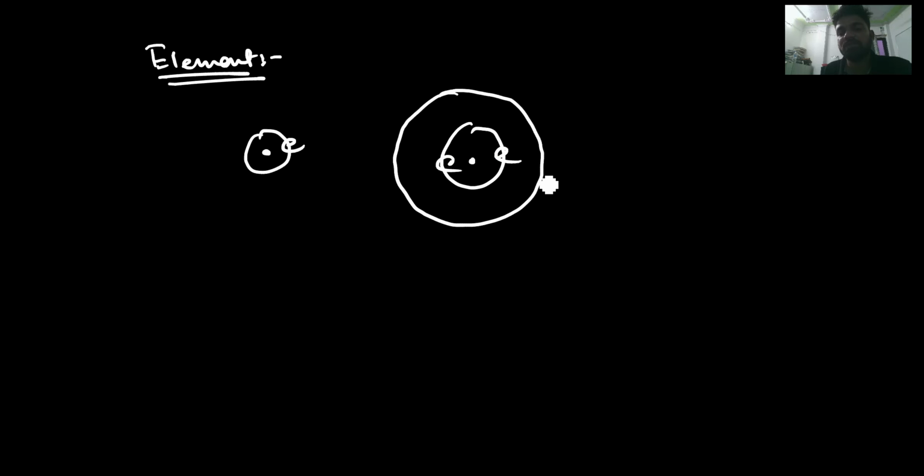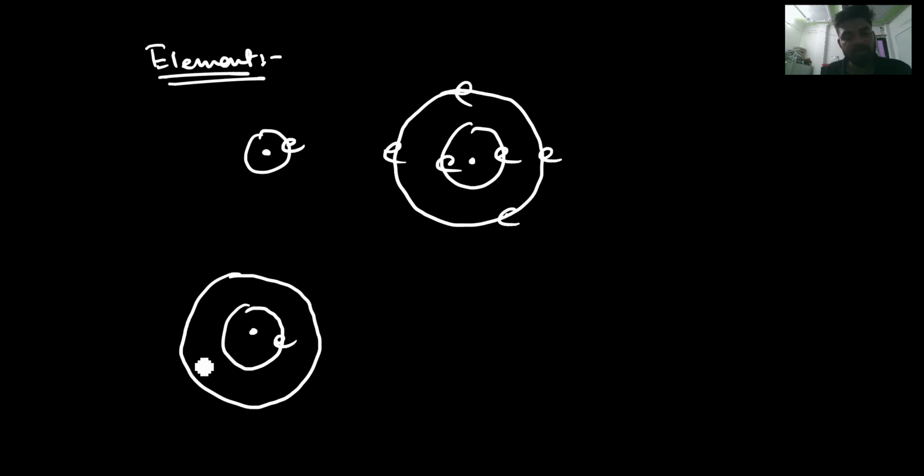Okay, if I have a carbon atom, then it is going to have 2 electrons in the first shell and 4 electrons in the outermost shell. Okay, similarly, if I have this oxygen atom, okay, and this is the nitrogen atom.